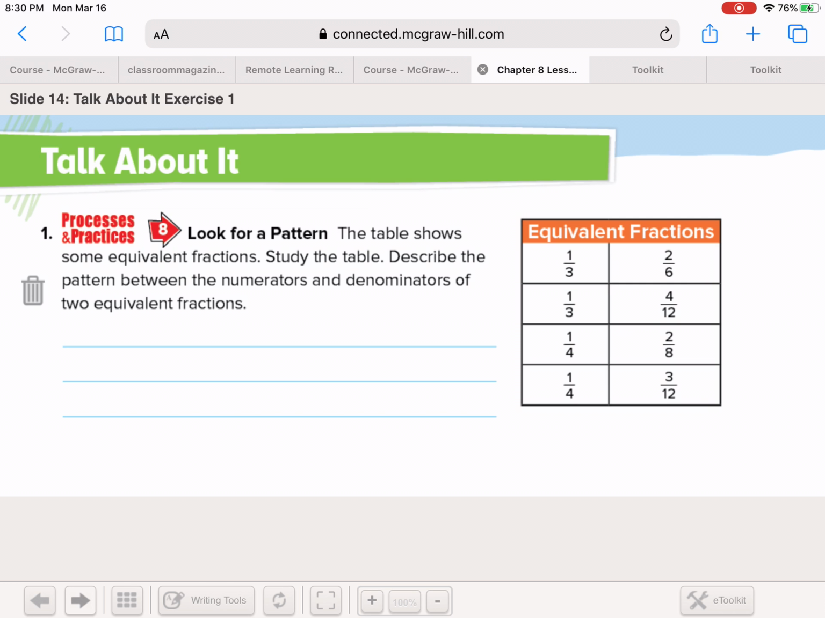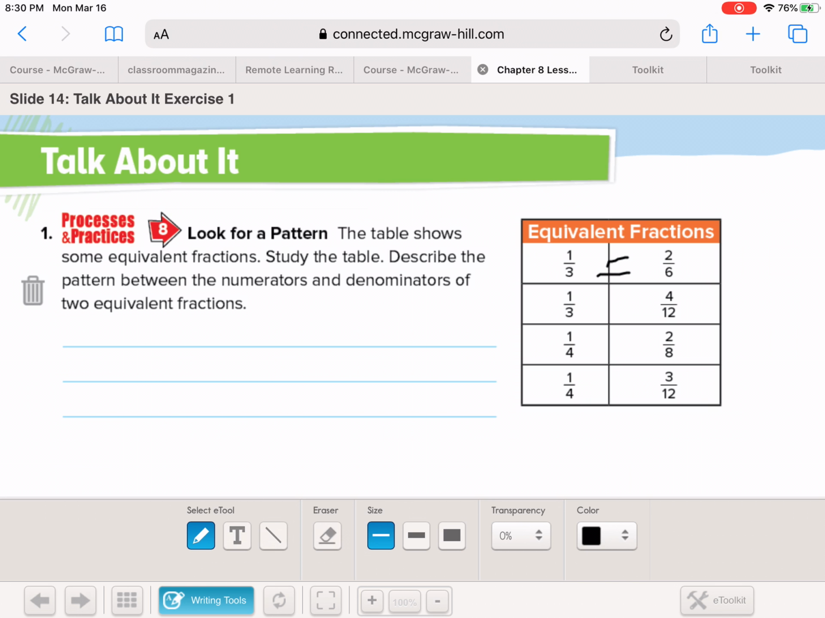Okay. Look for a pattern. The table shows some equivalent fractions. So they're telling you that 1/3 is equal to 2/6. 1/3 is equal to 4/12. 1/4 is equal to 2/8. And 1/4 is equal to 3/12. So what they want you to do is say, well, what do I notice about 1/3 and 2/6? And what do I notice about 1/3 and 4/12?